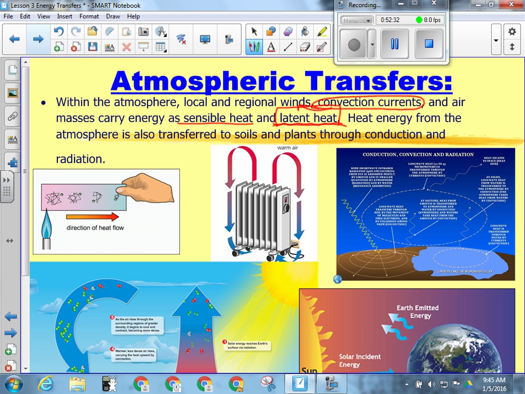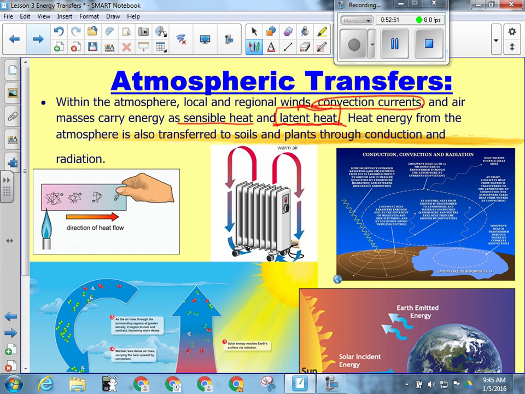All right, heat energy from the atmosphere can be transferred to soils and plants through conduction. Anywhere they're actually in physical contact with each other, there will be some conduction, but it plays a very minor part. And we've talked about radiation all the way along, the absorption of energy from the sun.